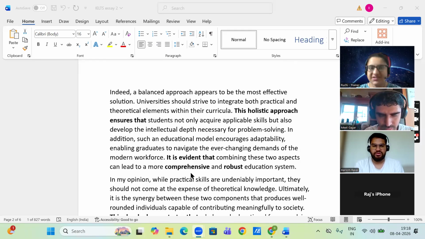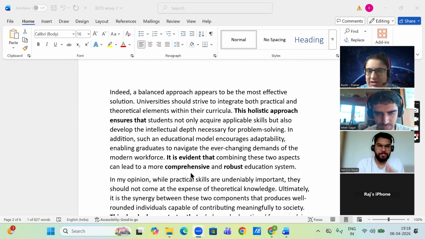Brilliant, very nice. Now we come to the paragraph before the conclusion paragraph where you are talking about how much you agree or disagree, right? So, what is your opinion? That's what we are discussing over here. And in this paragraph that should become completely clear, completely evident. Now there should be no confusion left.